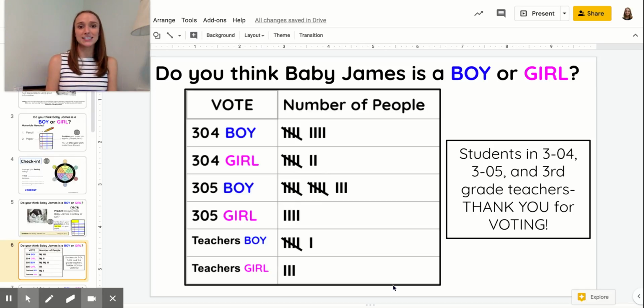All right, so let's take a look at this tally chart. I want to thank the students in 304, 305, and all the 3rd grade teachers for voting on this tally chart. So earlier in the year, in March, when we found out that we were having a baby, I asked my students and my fellow teachers, what do you think, boy or girl? And so I collected this data in the tally chart.